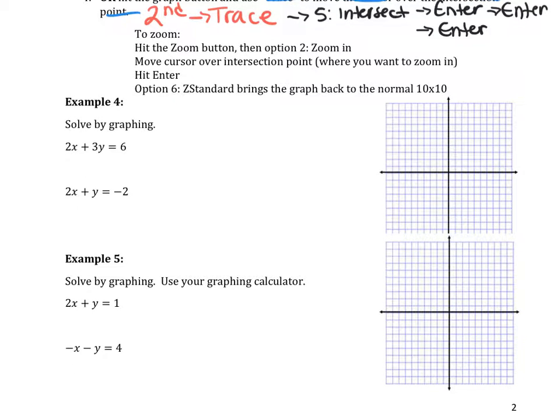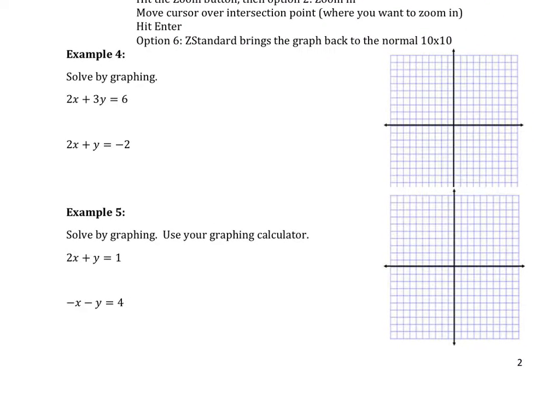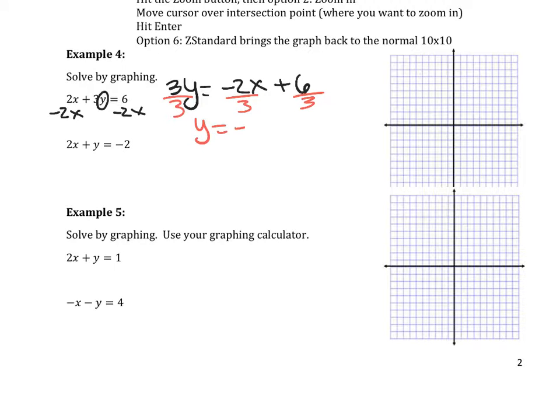Okay, so example 4. Now we're going to solve by graphing. So to use our calculator, we have to get y by itself for both of these. So to get y by itself for the first one, we have to subtract 2x first. Again, that 2x is stuck together. So we have 3y equals negative 2x plus 6. And then we divide everything by 3. Every single term gets divided by 3. So we have y equals negative 2 over 3x plus 2. Okay, so that's our first one.